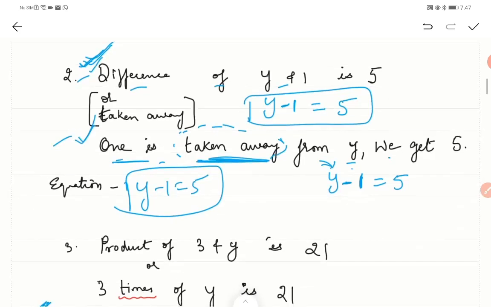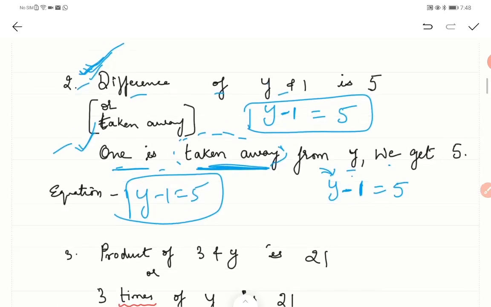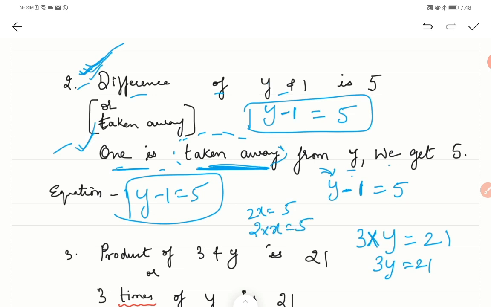Let's move further. Product of 3 and y is 21. How will we write it? Product, that is 3 into y is equal to 21. You can write this as 3y is equal to 21. There is no need to show the cross symbol, okay? If I write 2x equal to 5, that means 2 into x is equal to 5. You have to remember this, okay? So normally in these equations it will not be shown with a cross or anything.